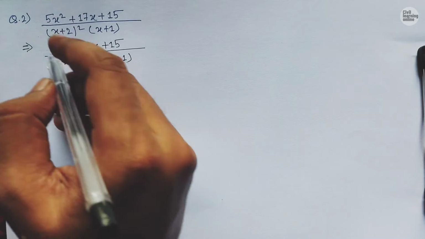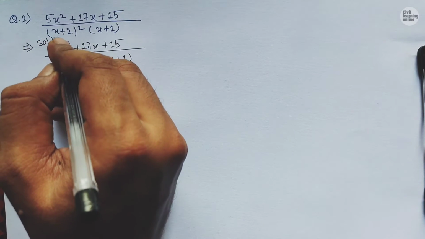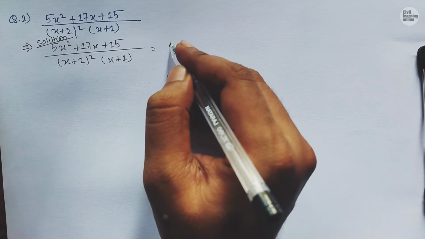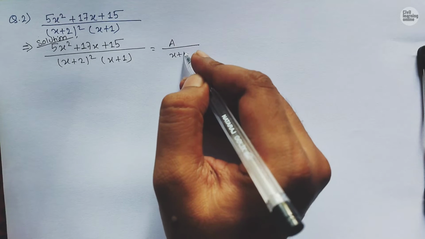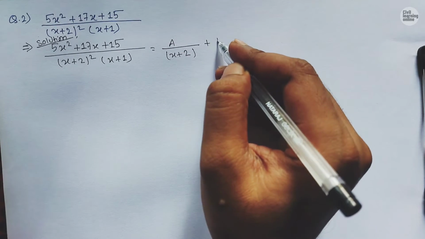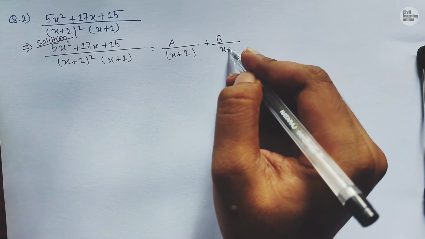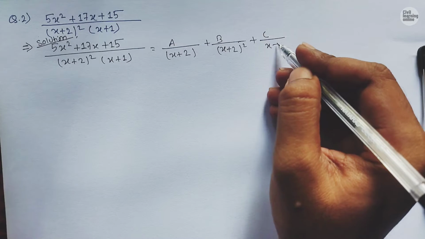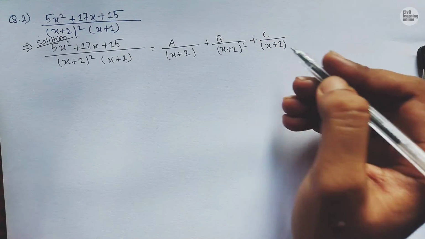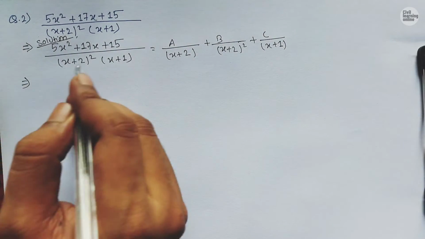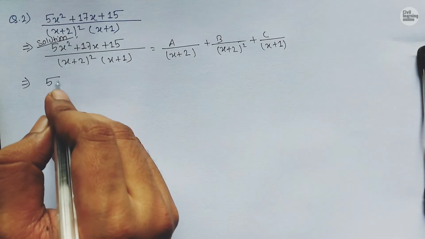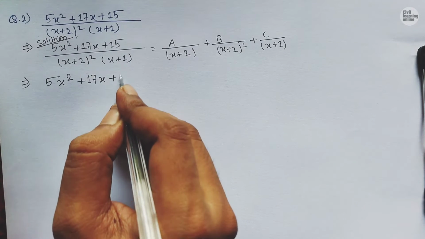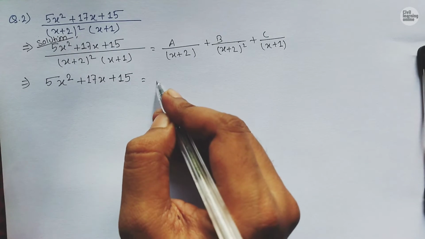And right here, the solution will be equals to a upon x plus 2 plus b upon x plus 2 whole square plus c upon x plus 1. So again we will multiply both sides with the denominator. So on the LHS we will have here 5x square plus 17x plus 15 equals to a times.